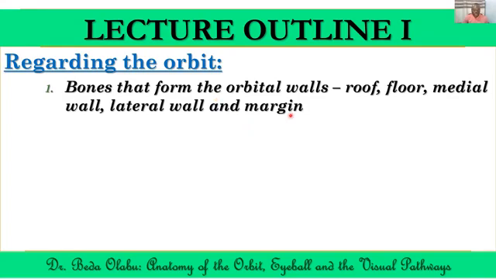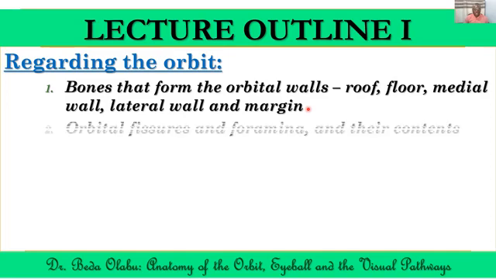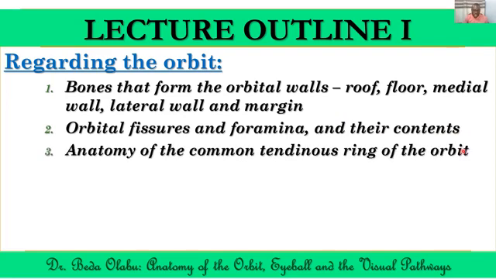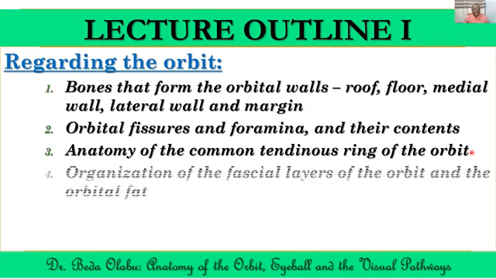And for this, we are going to look at the following: the bones that form the orbital walls. The orbital walls can be considered as a roof, floor, medial wall, lateral wall, and the margin. Also, the fissures and foramina that are within the orbit. We'll also look at the contents of them. There's something called the tendinous ring. Within the orbit, we're going to look at the structure of the tendinous ring.